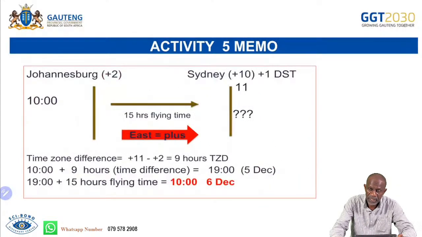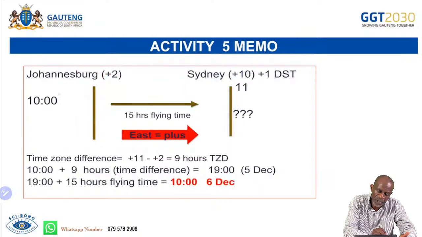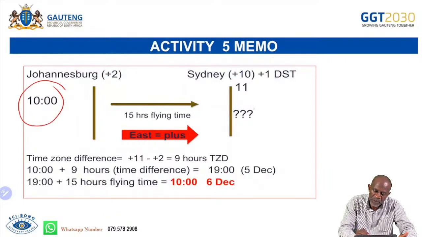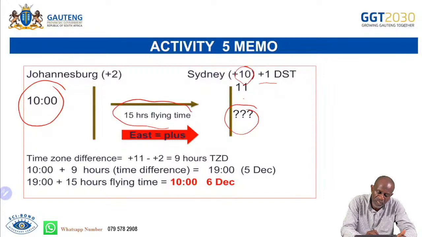So if we move forward, this is a memo for another activity between Sydney and Johannesburg. Here are the calculations. It was 10 hours in Johannesburg, and we wanted to establish what the time would be in Sydney, Australia. Australia is applying DST and it will move from +10 to +11. If we add 1 hour, the flying time between the two countries is 15 hours.